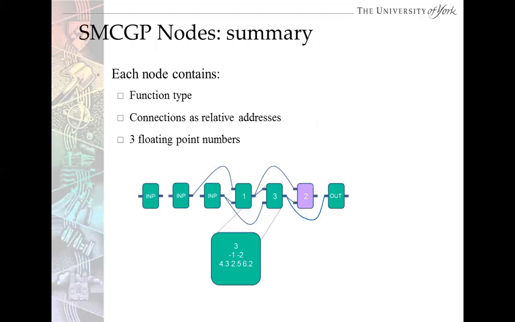So here's a brief summary. In SMCGP, every node has a function type, like standard CGP. It has connection genes, but these are all relative addresses. They count back from the node you're on. And it has floating point numbers, which may be used by self-modifying operations, in which case they would be truncated to integers.